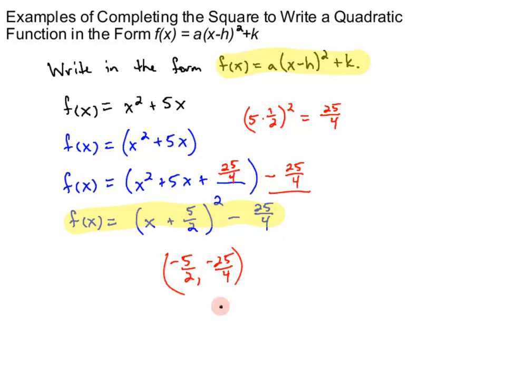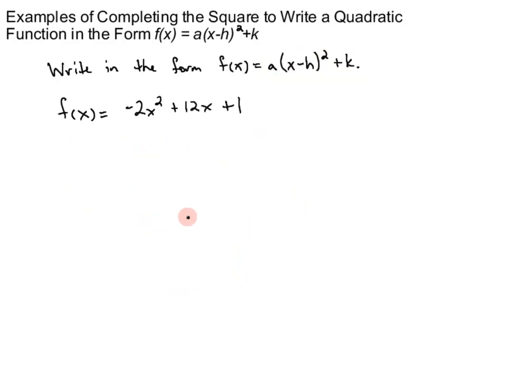Alright, so you can get fractions in these too, so know how to handle those. Alright, in this example we need to separate the negative 2 from the x squared. So I'm going to factor it out of the x terms because I also need to isolate the x terms from everything. So I get x squared, and when I factor negative 2 out of a positive 12, I get a negative 6x, and I'll just carry down my plus 1.